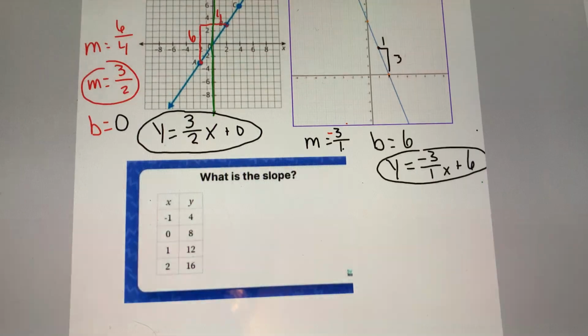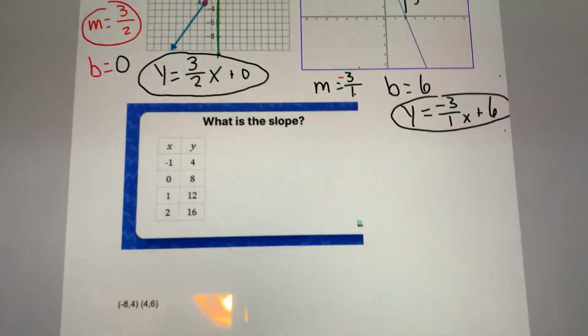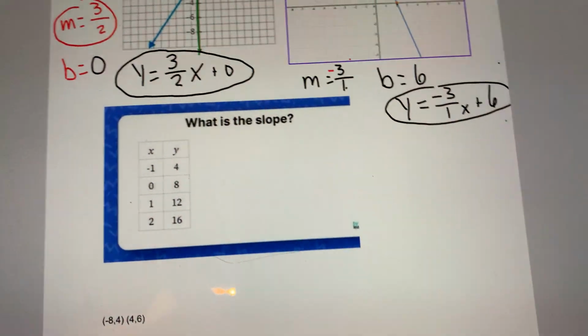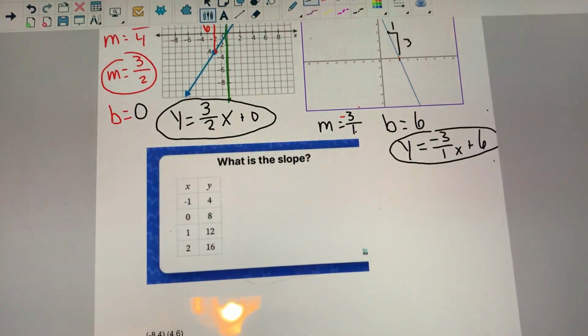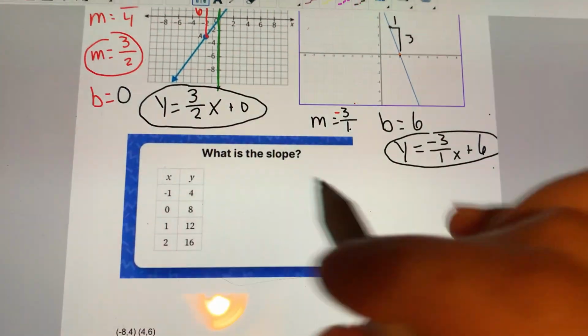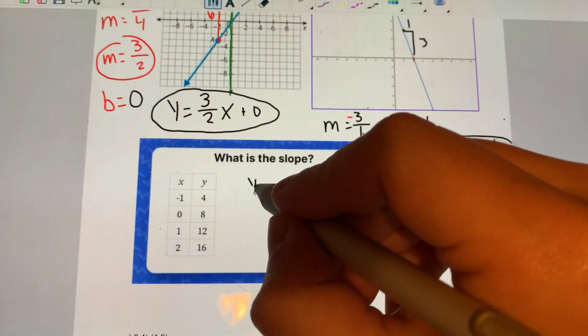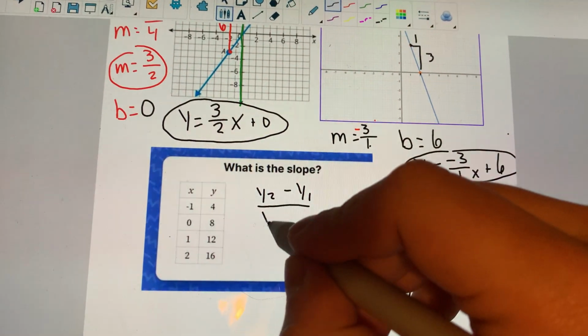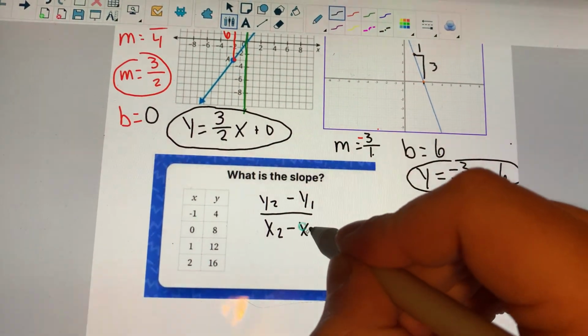All right, so now if we are doing this on a table, it's going to be slightly different. Because with a table, I can't count, I'm going up 5 and over 3. I don't have a graph to look at yet. So to do this, we use the formula y2 minus y1 over x2 minus x1.